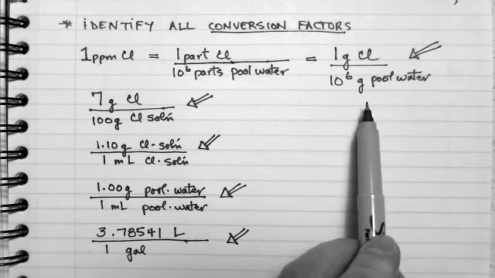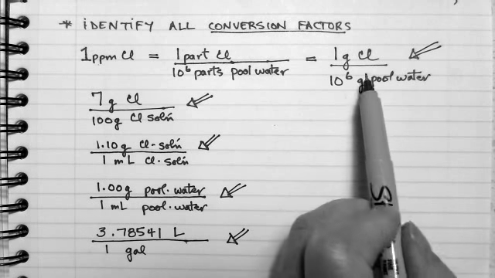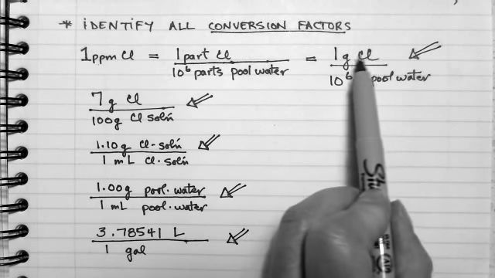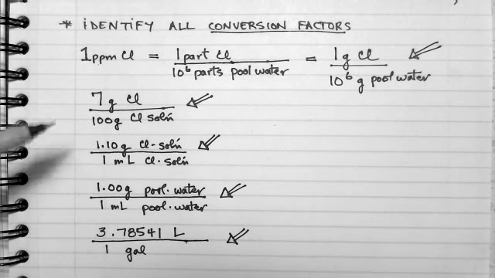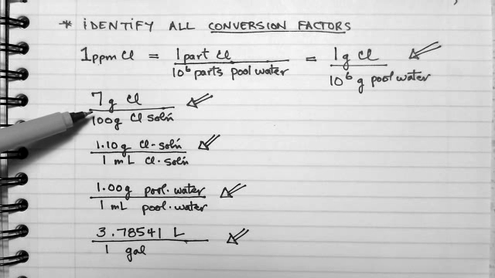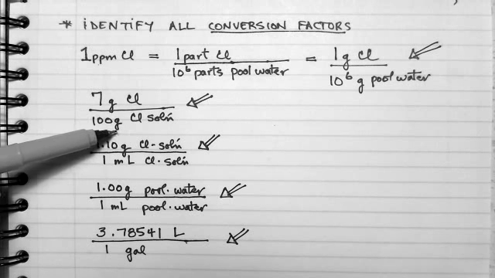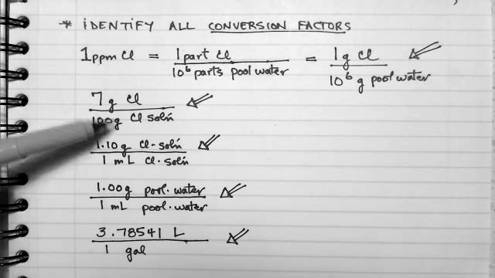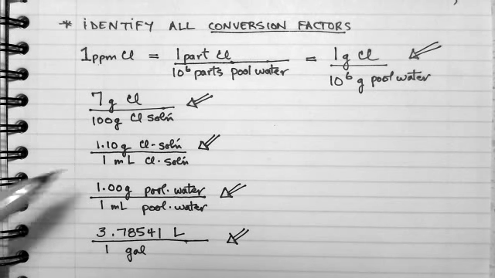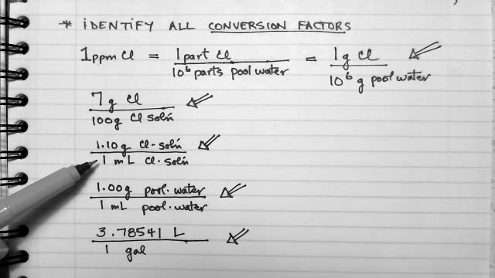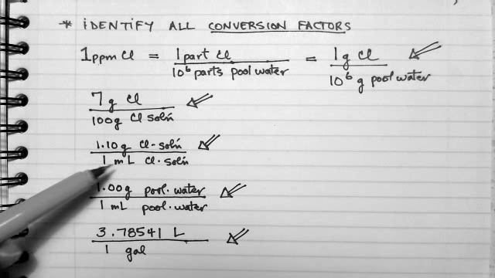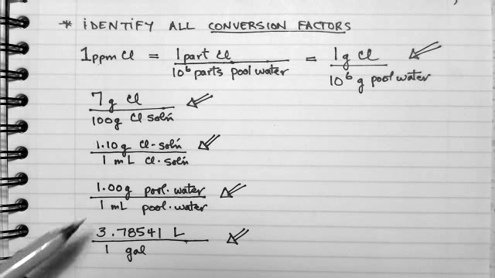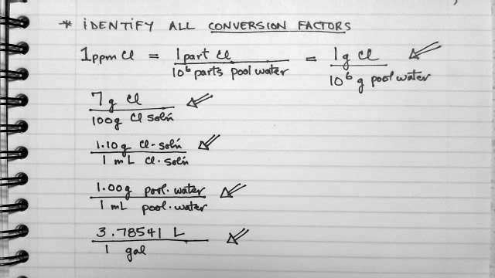Right here, this conversion factor will allow us to convert between a mass of chlorine and a mass of pool water. Okay, this conversion factor here would allow me to convert a mass of chlorine to a mass of chlorine solution that contains it, or vice versa. This conversion factor will allow me to convert between volume and mass of the chlorine solution, this between volume and mass of pool water, and this between gallons and liters.